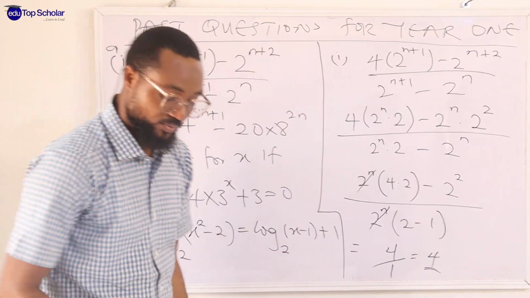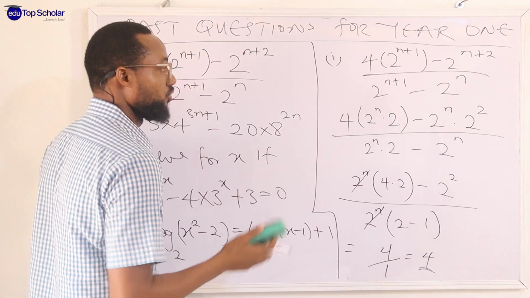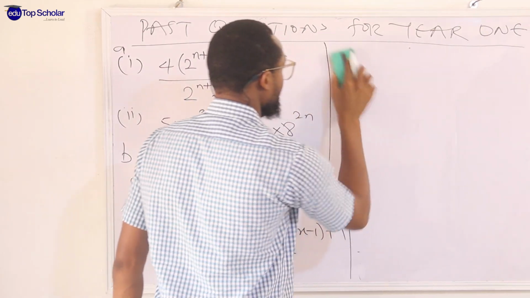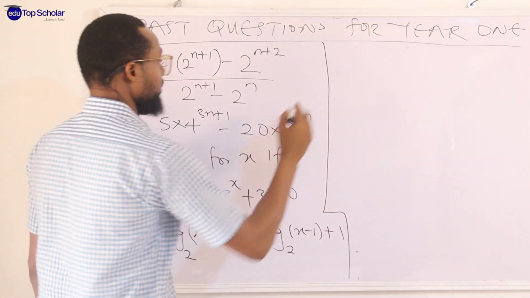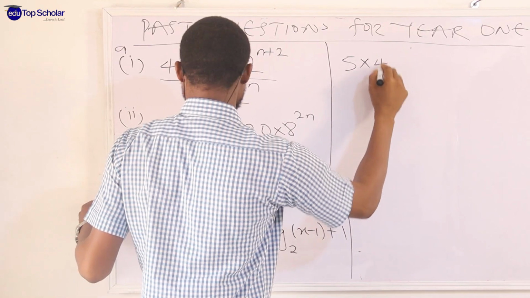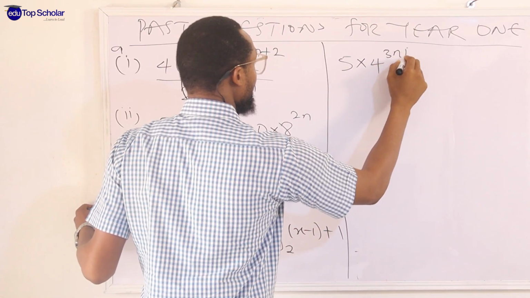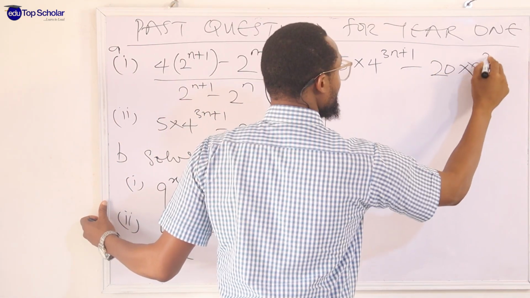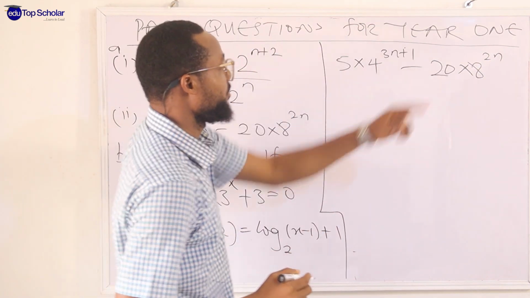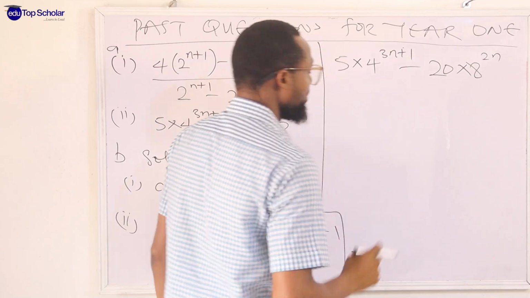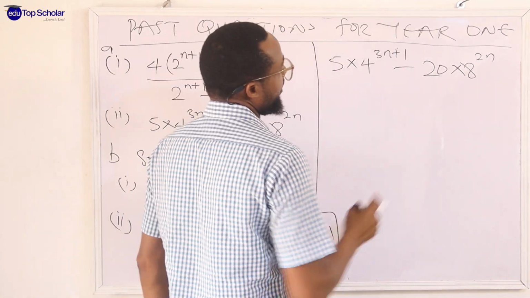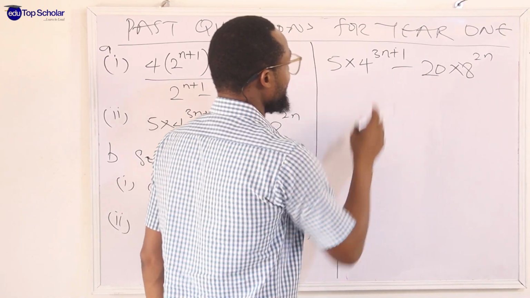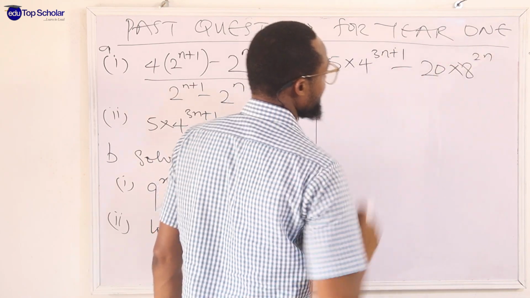So that is very straightforward. We go to the next question, Roman figure 2. For the next, we have 5 multiplied by 4 raised to power 3n plus 1 minus 20 multiplied by 8 raised to power 2n. Also here we will be exploring the power because we have n at both ends. And in this case, if we look at the base as well, we have 4 here, we have 8 here. The ones carrying exponent of 3n here, 3n plus 1, this one is carrying 2 raised to power n.